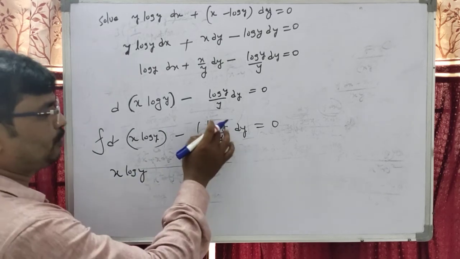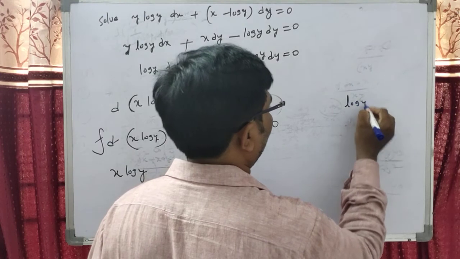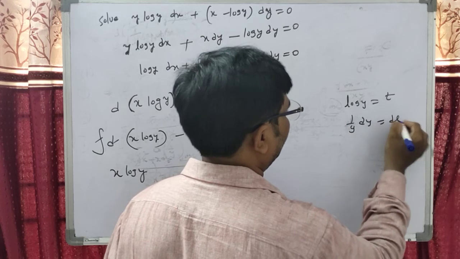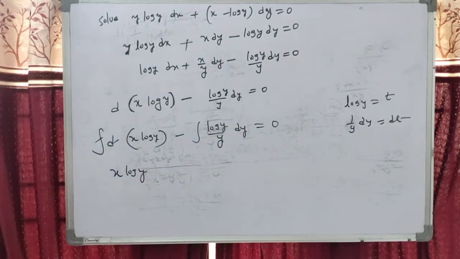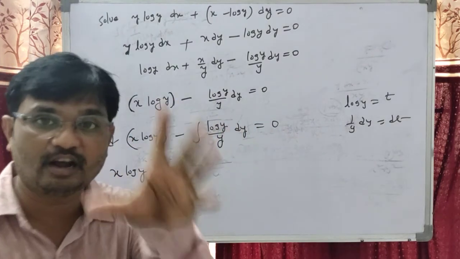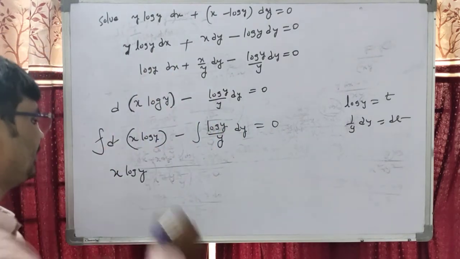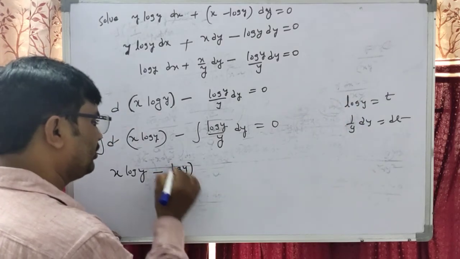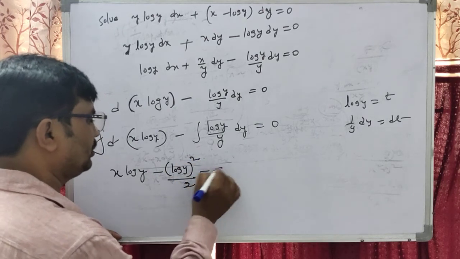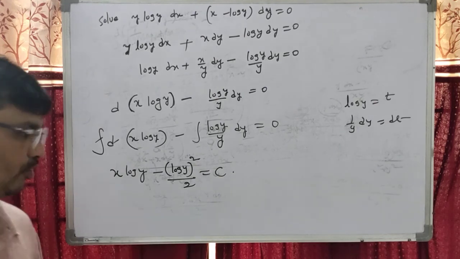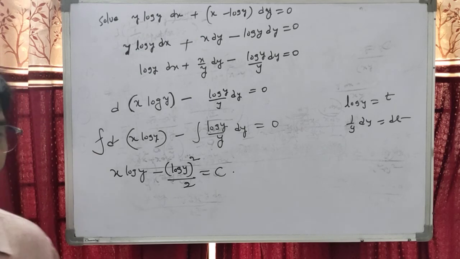So dear students, what I explained: when we take t as log y, the derivative of log y is 1 by y dy, the derivative of t is dt. So 1 by y dy is dt, this is t, and the integral of t is t square by 2, that is, log y whole square by 2 equal to c. This is the solution: x log y minus log y whole square by 2 equal to c. Okay students?